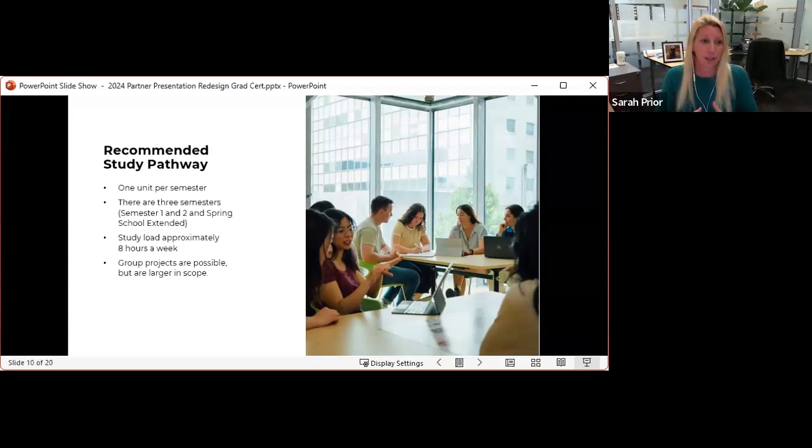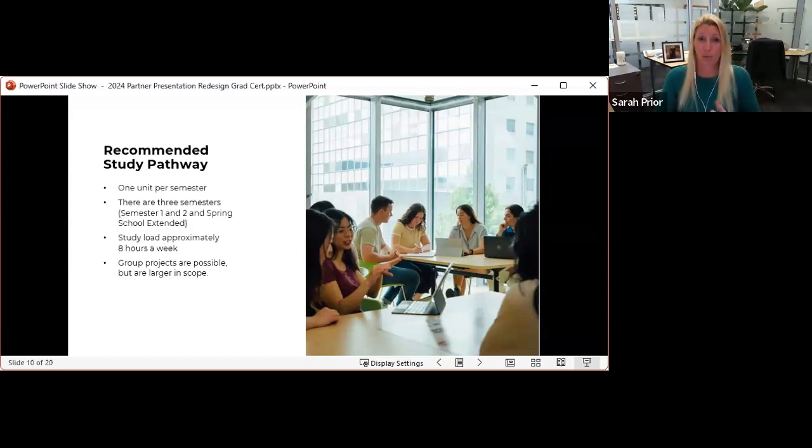For the units, the study load is approximately 8 hours a week. That will increase at particular points during project deliverables across those 2 project units, but it will even out across the semester. So some weeks it might be a bit less, other weeks it will be a little bit more, depending on what your project is.